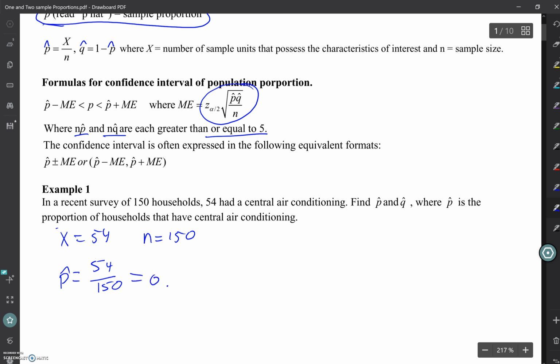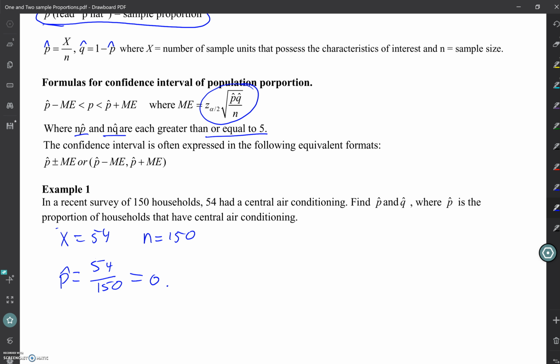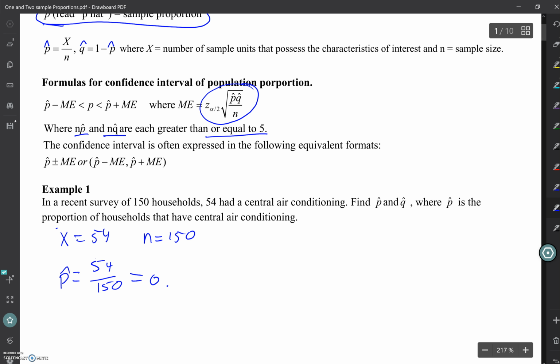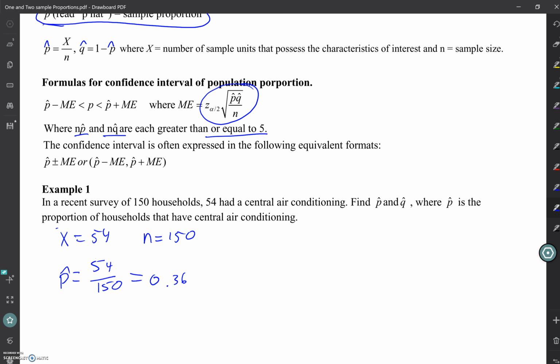So what are we going to get? Over 150, yeah. 0.36. All right. So my probability for the success is 0.36, or you can think of it as 36%.